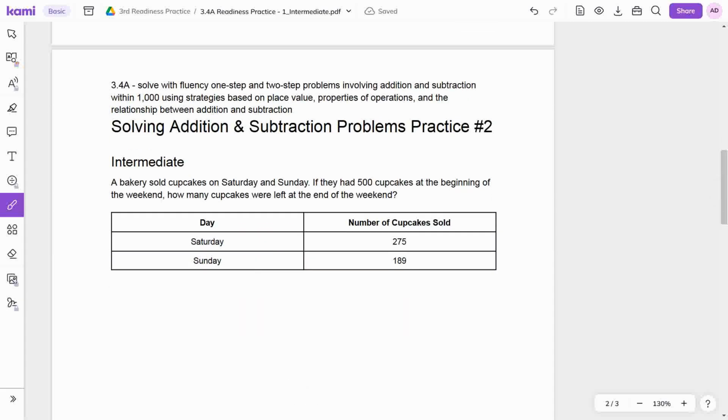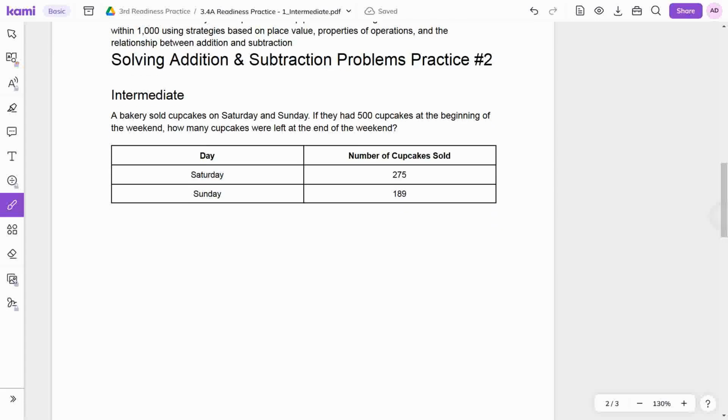Let's look at our second problem here. We have a bakery selling cupcakes. So they had 500 cupcakes at the beginning of the weekend, and then they sold Saturday, they sold Sunday. How many cupcakes were left at the end of the weekend? All right, we're going to draw another strip diagram because those are really the best way to visualize these problems to figure out whether we need to add, subtract, or maybe both.